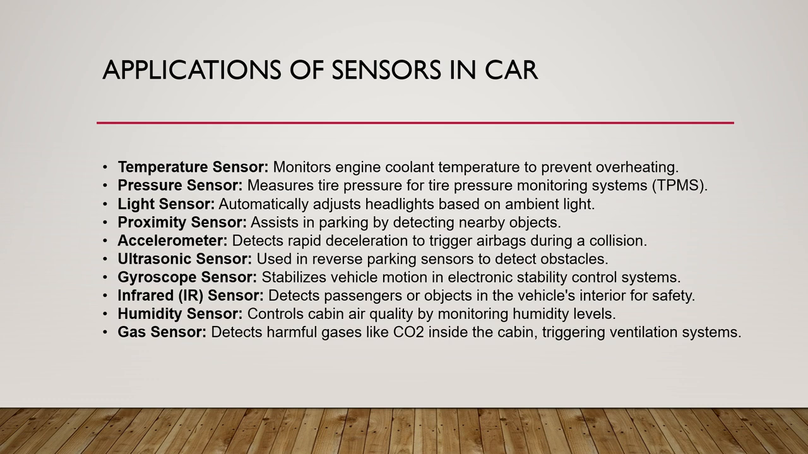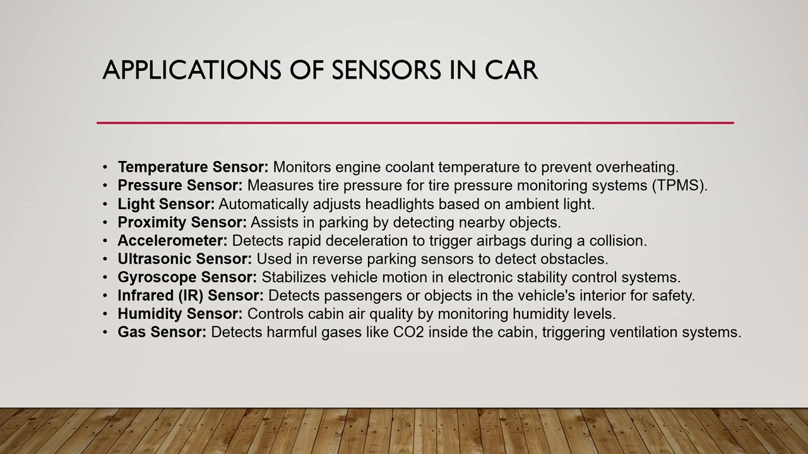A gyroscope sensor can stabilize vehicle motion in electronic stability control, like when we remove our hands from the steering, it can automatically convert into gyroscopic mode, like using the ADAS feature also. An infrared sensor can detect passengers or objects in the vehicle interior for safety, meaning whether the door is unlocked or not, and all those things should be detected by the infrared sensors.